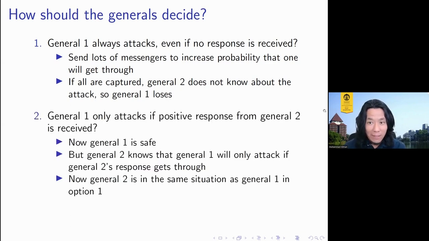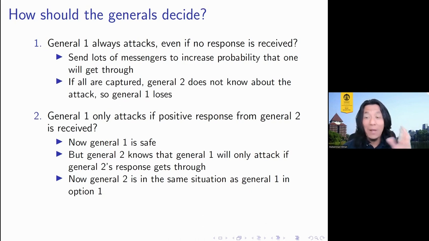The second one: General One only attacks if a positive response from General Two is received. This is a better scenario, right? General One is safe. In this scenario, the messenger from General One gets through to General Two, and General Two is also able to send a messenger to General One. But there is another problem in this scenario. General Two knows that General One will only attack if General Two's response gets through. Now the anxiety arises in General Two's camp.